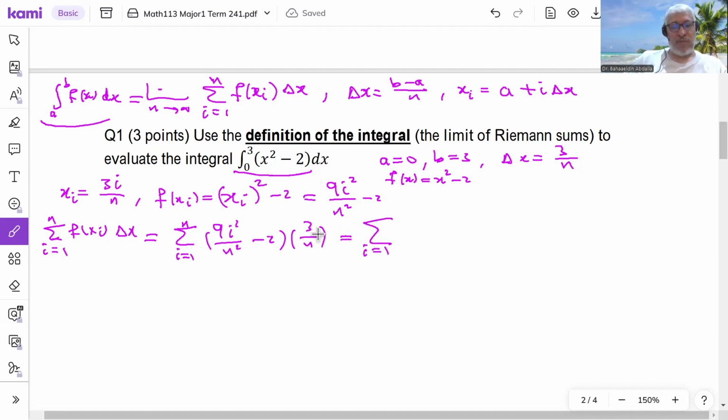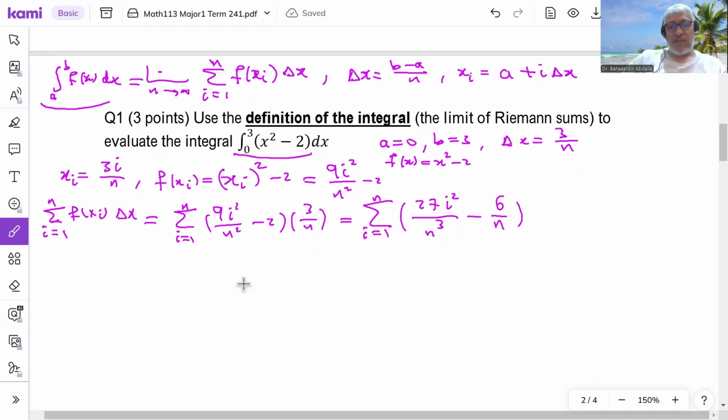I have two terms here and one term, so I have to distribute. So 3 times 9, it's 27 i squared. This is multiplying the numerators, and the denominators, n squared times n would be n to the power 3. You add the powers. Good. And then minus 2 times 3 over n, it would be minus 6 over n. So this is the summation.